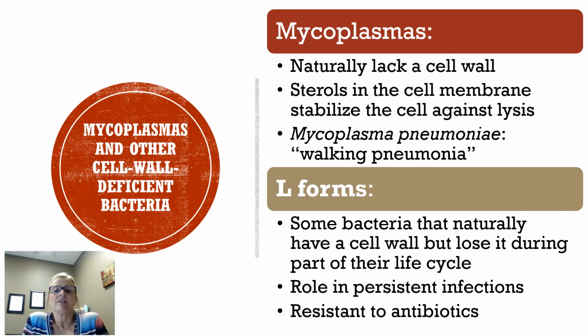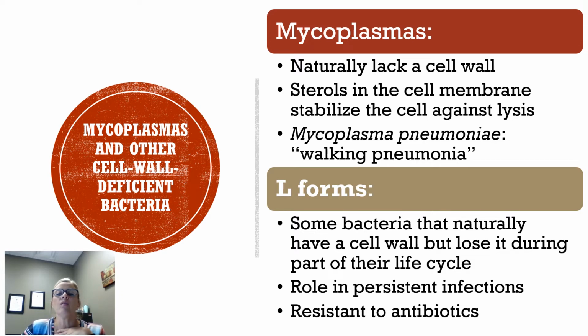Here are some other exceptions. We have mycoplasmas. These have no cell wall. They have sterols, which are cholesterols, in the cell membrane that have to stabilize the cell against lysis, or having that osmotic pressure cause them to rupture. An example of this is Mycoplasma pneumoniae, and this is the bacterium that would cause what we call walking pneumonia, which is a milder form of pneumonia.